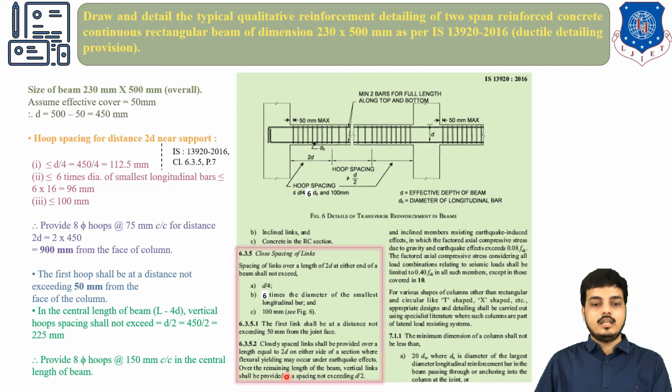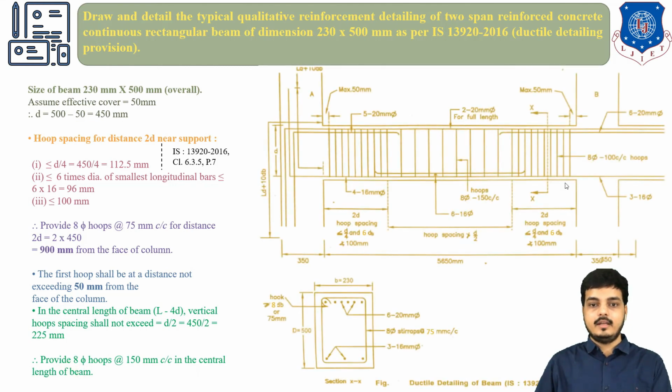Now after that, over the remaining length, which is nothing but this one, L minus 4D, the length is this, and we have calculated 2D plus 2D is nothing but 4D. For that distance, the vertical link shall be provided at spacing not exceeding d by 2. So in the central part, we have to provide hoops not exceeding d by 2. Our d is nothing but 450. So 450 by 2 is nothing but 225. So for this 225, I have provided 150 mm center to center, the same dia. So for the remaining distance, we have to provide this 8 dia at the rate of 150 mm center to center.